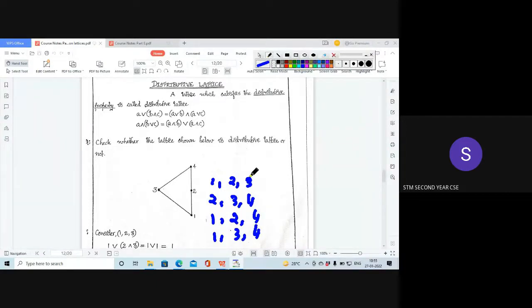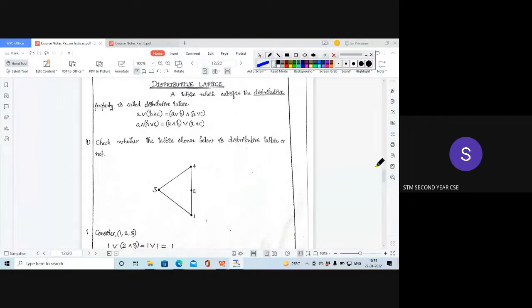Now, for each of these combinations, we have to check whether these two laws, 1 and 2, are satisfied. Likewise, you have to check whether both laws are satisfied for this combination. Again, the two laws should be checked. Again, here also you have to check the two laws. So if the laws are satisfied for all, then we say that it is a distributive lattice.